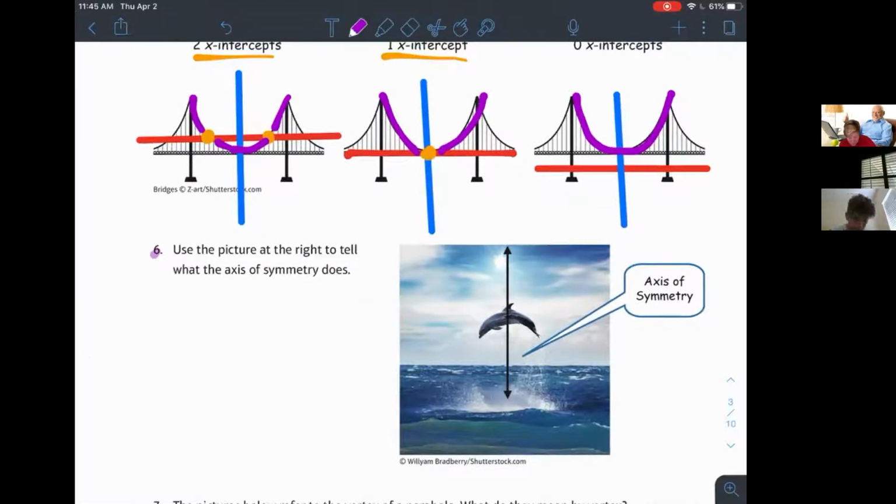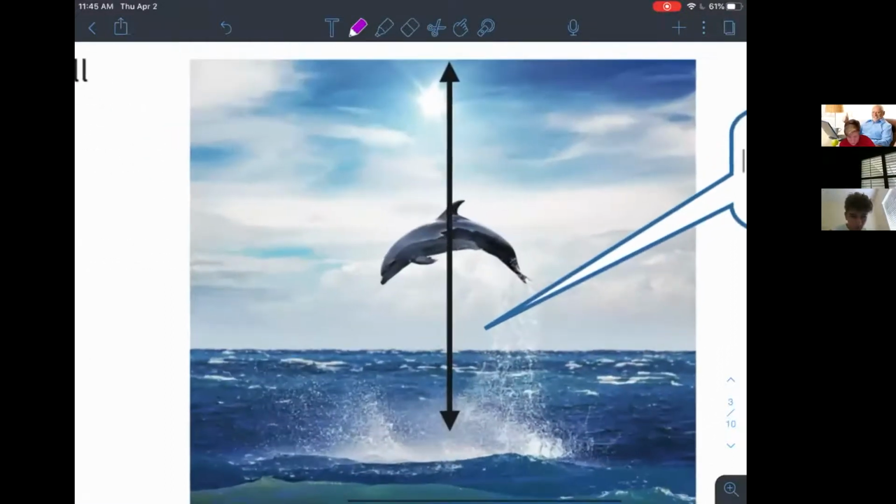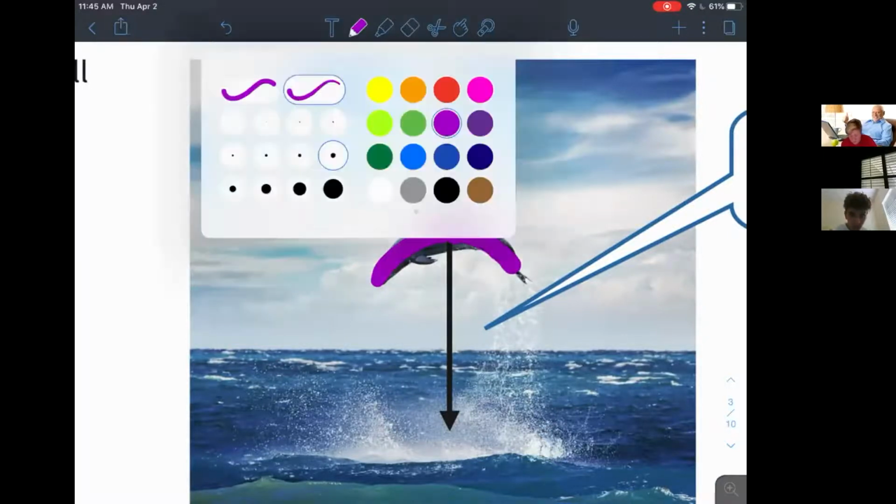Number 6, use the picture at the right to tell what the axis of symmetry does. So here's our parabola, Mr. Dolphin, or Miss Dolphin, I don't know. Our parabola is the dolphin's body. And this, they claim, is the axis of symmetry right here.